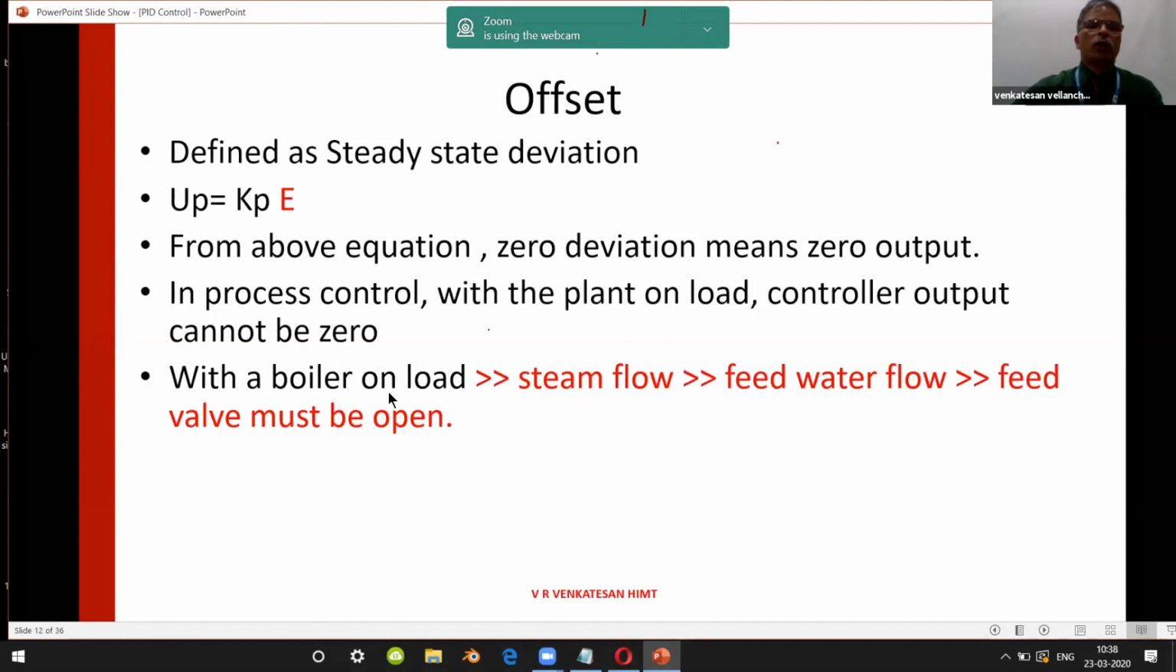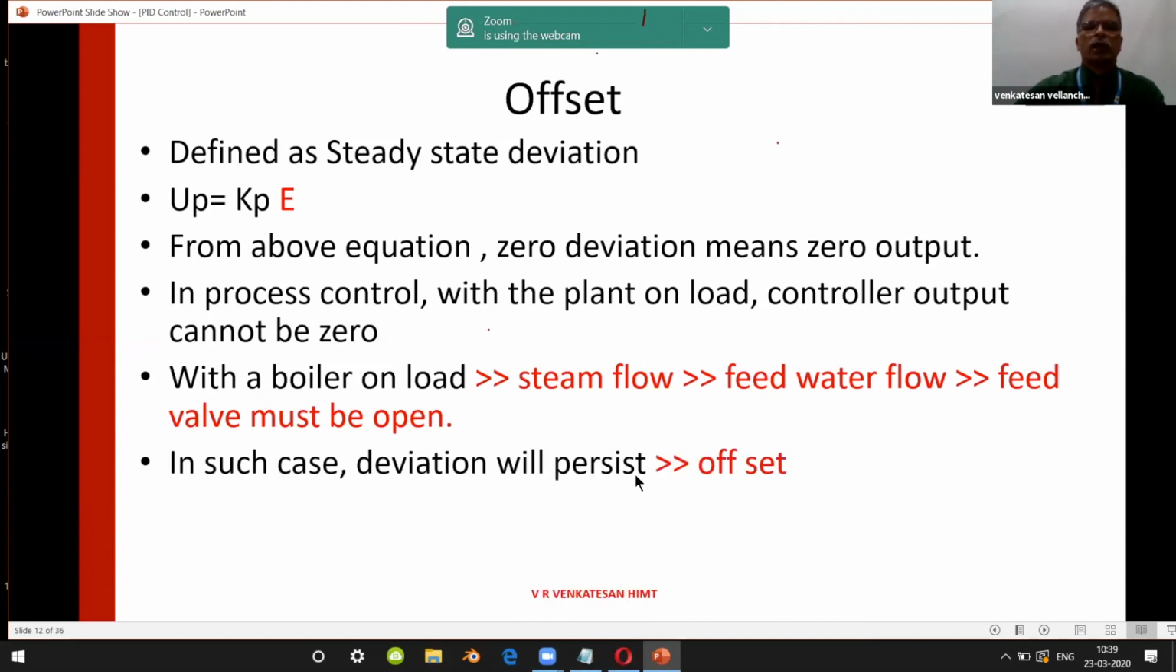So you take an example with a boiler on load. Steam will be flowing out, feed water must be flowing in, then the feed valve must be open. And to get the feed valve to be open, the issue with this control is deviation has to persist. So you will always get water level at lower values. It's not that water level will not become steady, but it will be at a lower value. As the load on the boiler increases, the water level will go down and it will stay down. And when the load increases, the offset also will increase. That is the main issue with this proportional control.